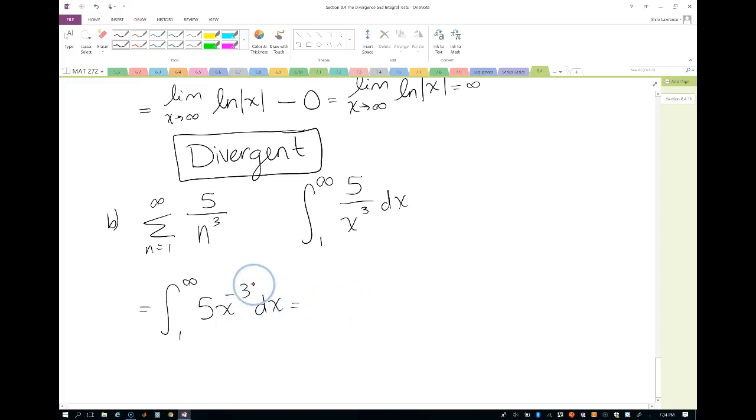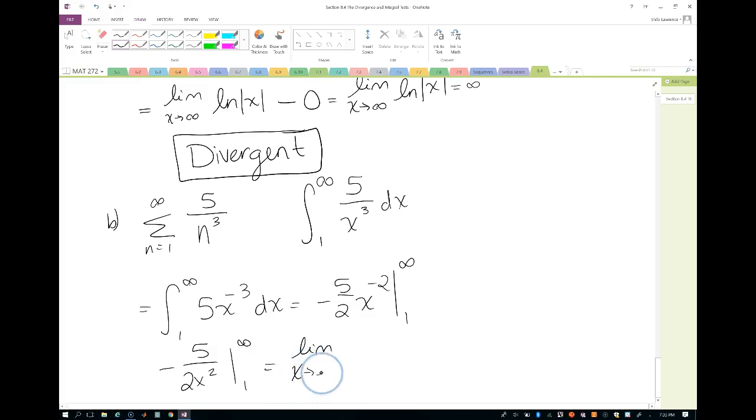So the power rule says add 1 to your exponent and divide by that new exponent. We get negative 5 halves x to the negative 2 from 1 to infinity, or negative 5 over 2x squared from 1 to infinity. So infinity always has to be evaluated as a limit. And then we subtract what we get when we plug in our lower bound, which is 1. If you plug 1 into negative 5 over 2x squared, you get negative 5 halves.